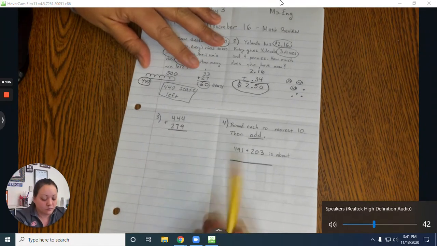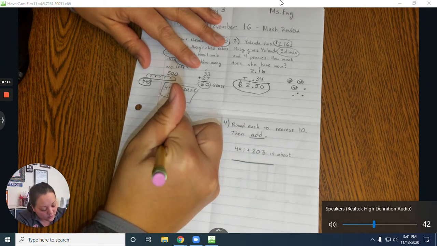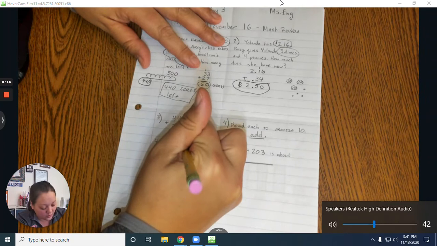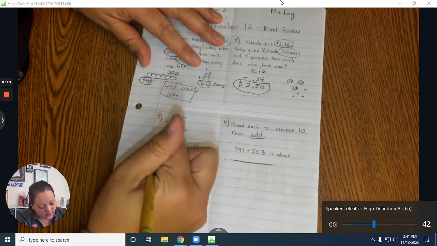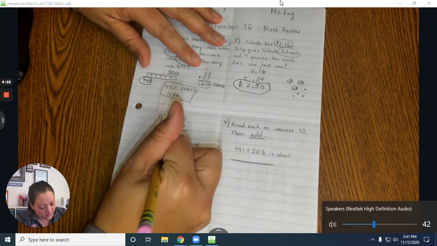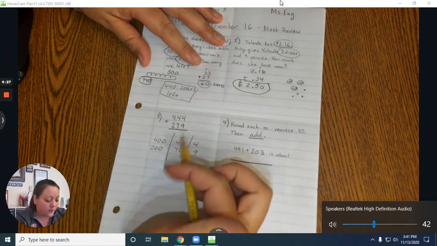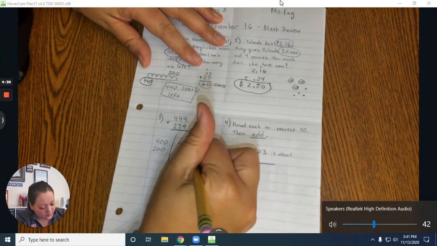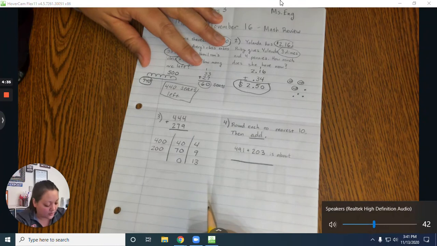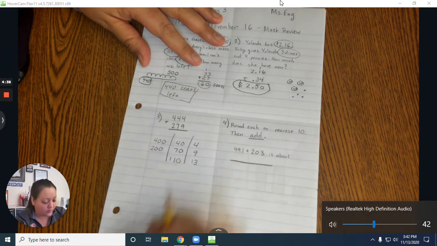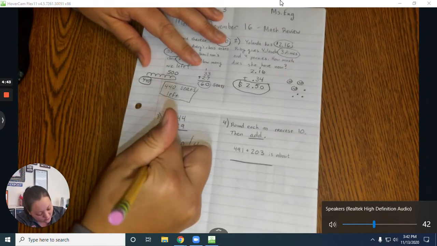Okay, so 444 plus 279. So 444 is really 440 and 4 if I do the break apart method. And then 279 is really 279. Okay, now I'm going to add all these up. So 4 plus 9 is 13. 0 plus 0 is 0. 4 plus 7 is 11, or 110, so 40 plus 70. And 400 plus 200 is 600.